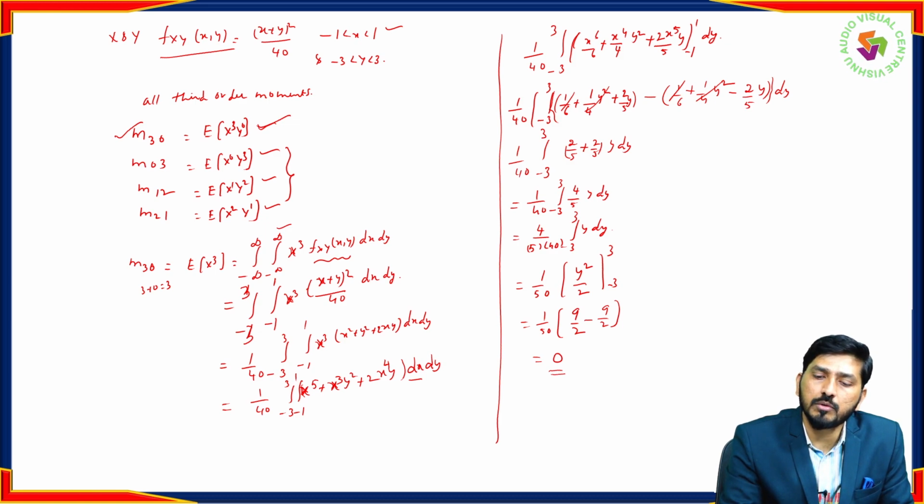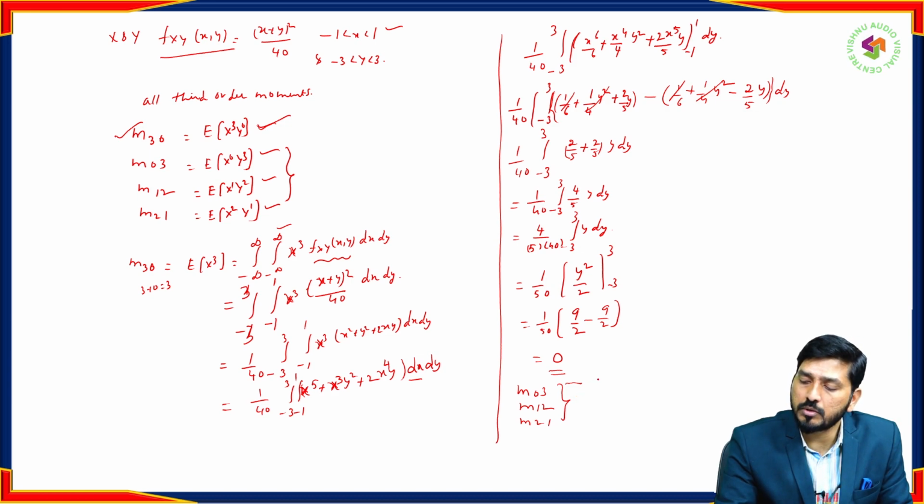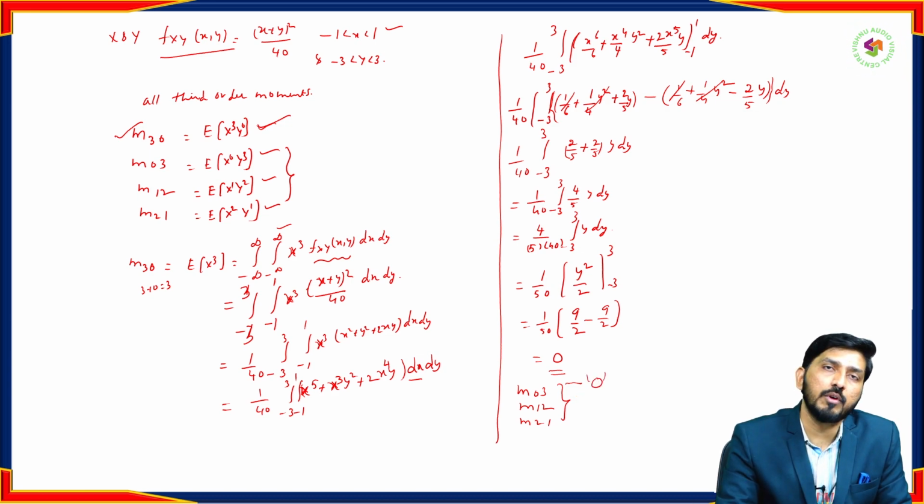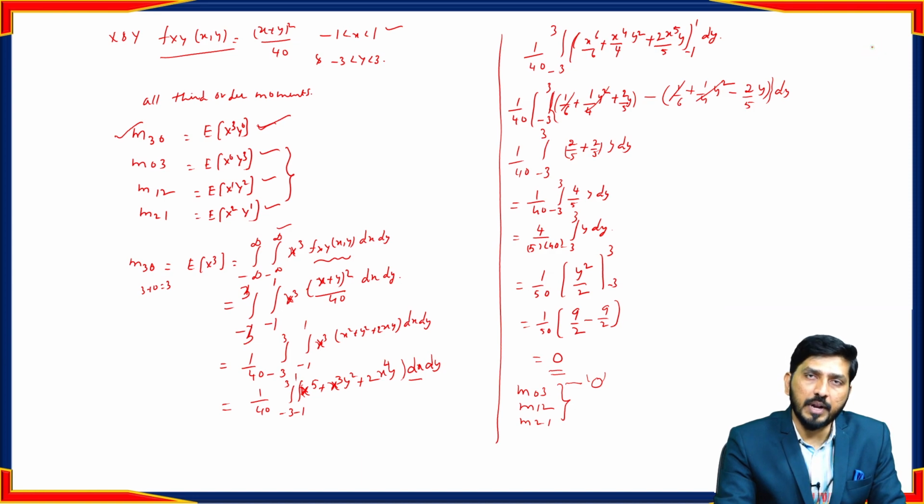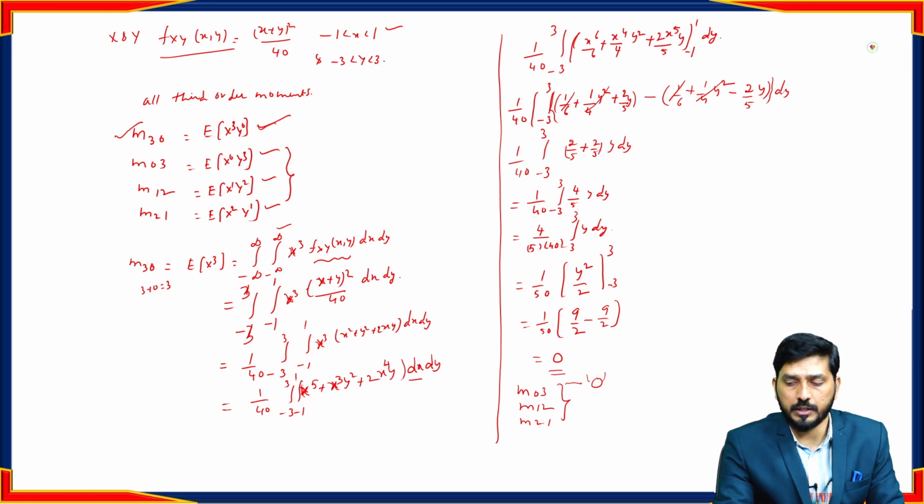So I request you to check M03, M12 and M21. You will get all the third order moments here also equal to 0. Please try from your end, so that you get practice in how to get the third order joint moments about origin.